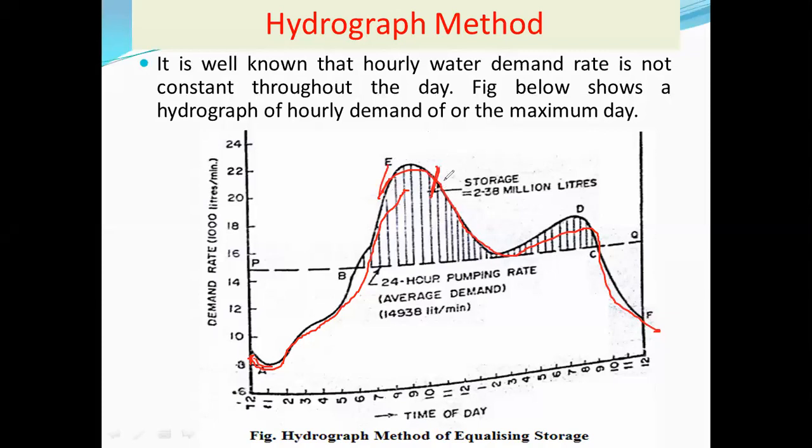Then it goes on decreasing as time passes, from 11 a.m., 12 noon, then 1 p.m. At 2 to 3 it is minimum. Then again it goes on increasing in the evening up to 8 p.m., and from there it goes on reducing up to 12 night. This curve we studied in unit number 1, the fluctuation curve, the variation in the water demand at that particular point. And this line represents the uniform supply of water from the treatment plant.